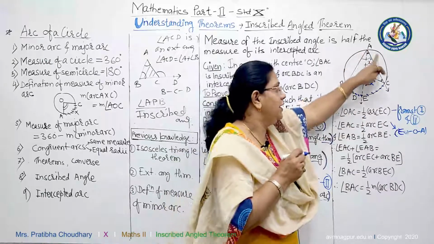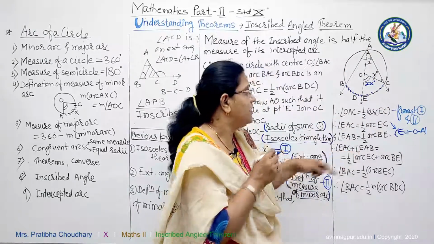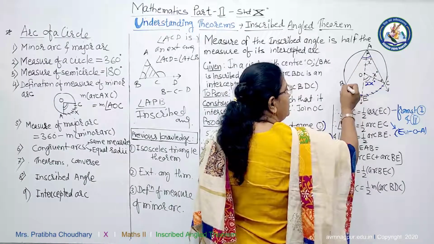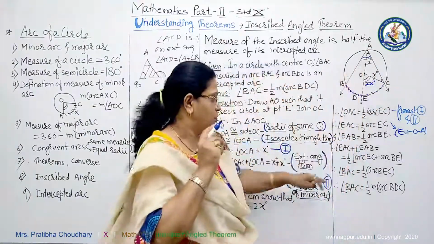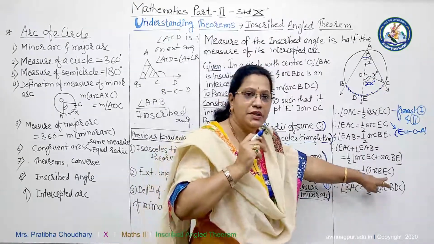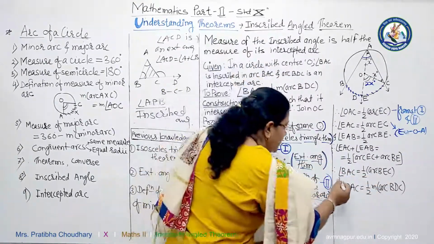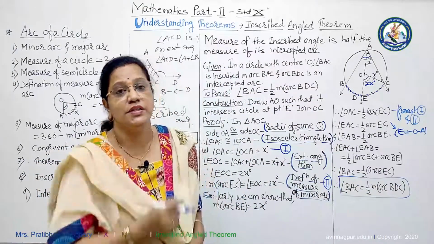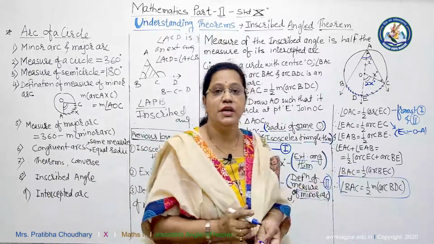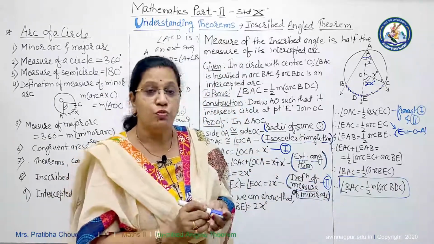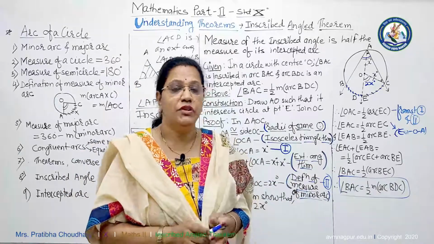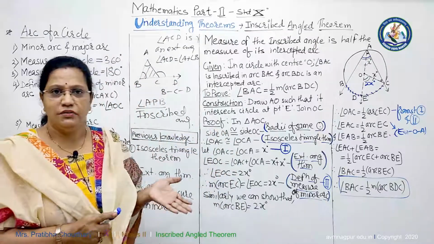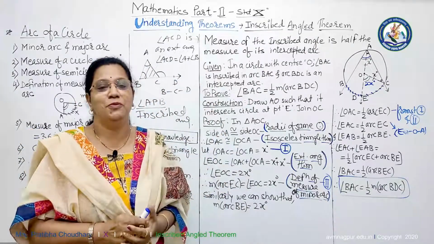So angle BAC is EAC plus EBC. This is angle EAC. This is angle EBC. What does it make? It makes angle BAC. So angle BAC is half of arc BEC. That means angle BAC is half of the measure of arc BDC. BAC is an inscribed angle and arc BDC is an intercepted arc. So measure of the inscribed angle is half the measure of its intercepted arc. In this way, we can prove it; only three things are given to us. Using this, we can easily prove this theorem.